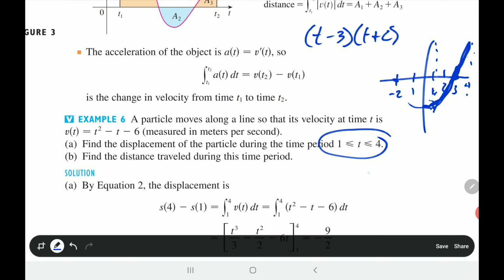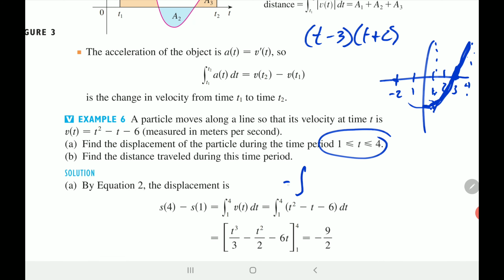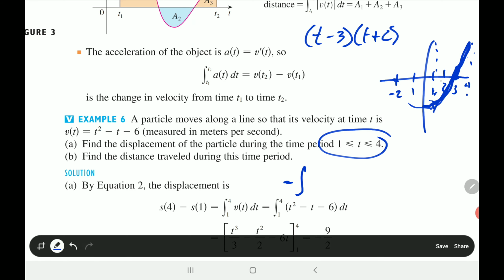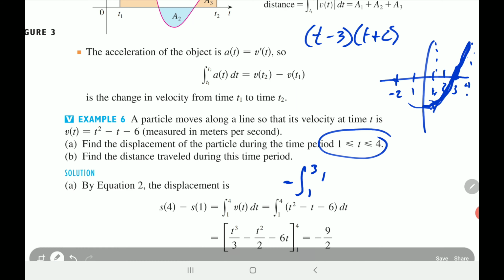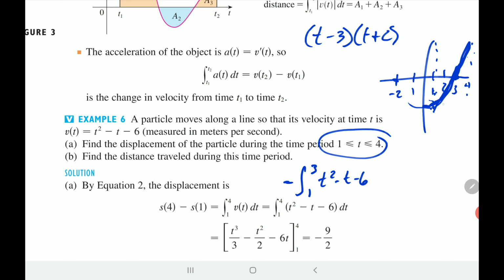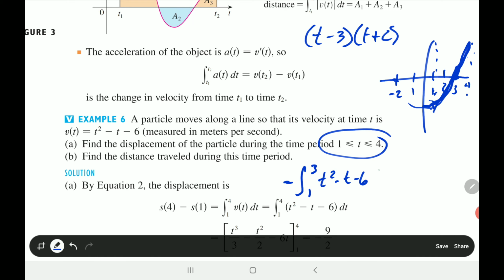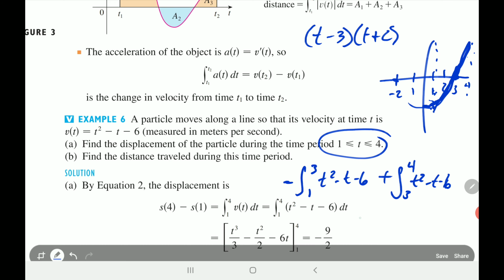So what we're going to do is two separate sets of integration. We're going to do the negative of the integral of the negative part, and then the negative of a negative becomes positive. So we're going to do negative integral of 1 to 3, where the function is negative, of t squared minus t minus 6, and we're going to do plus the integral from 3 to 4 of t squared minus t minus 6, again, dt.